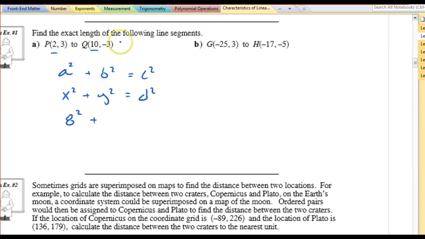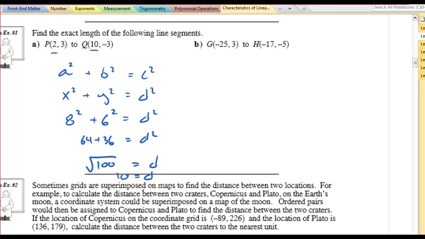So 3 minus 3 is going to be 6 squared equals d squared. And then here we get 64 plus 36 equals d squared. And your final answer should be the square root of what is 64 plus 36? That's exactly 100. So the distance equals 10.